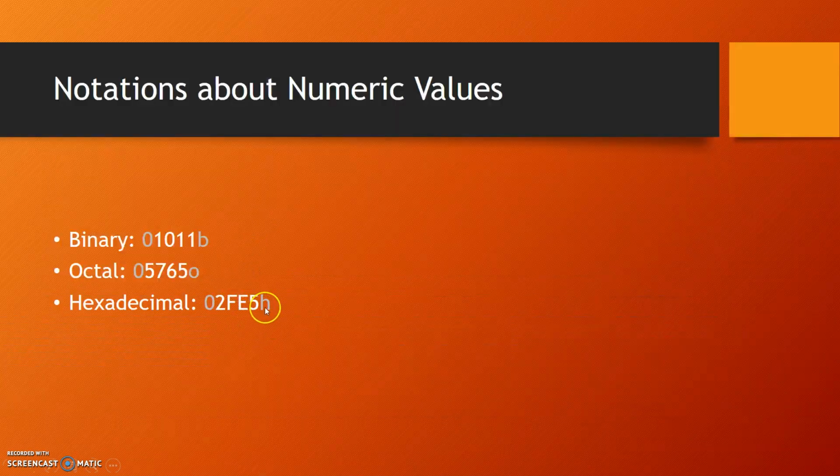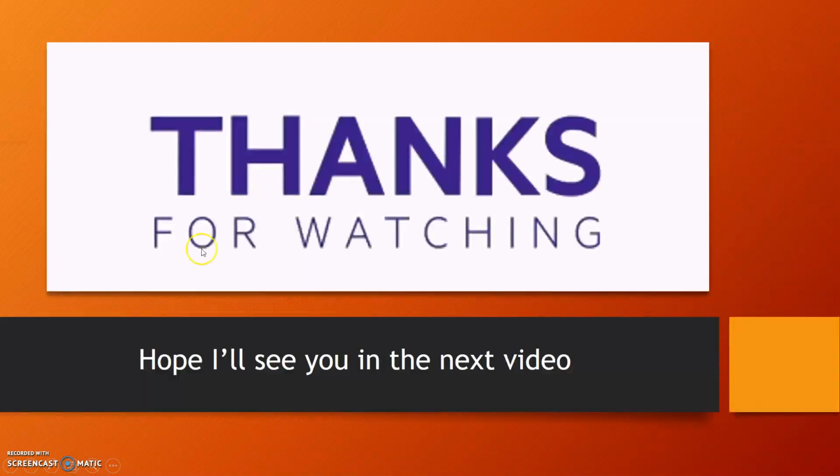I forgot, you must write an H for hexadecimal, and O means octal, which goes from 0 to 7, and B is for binary.